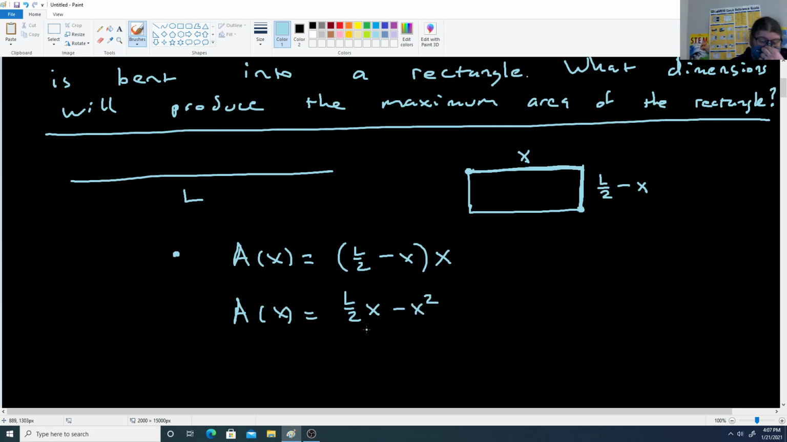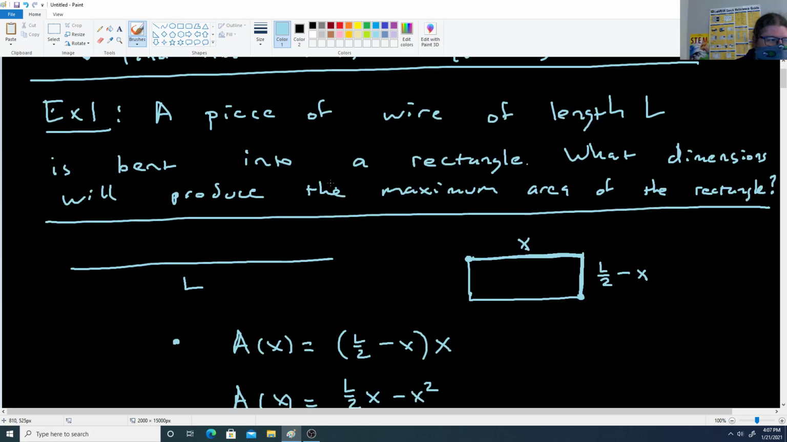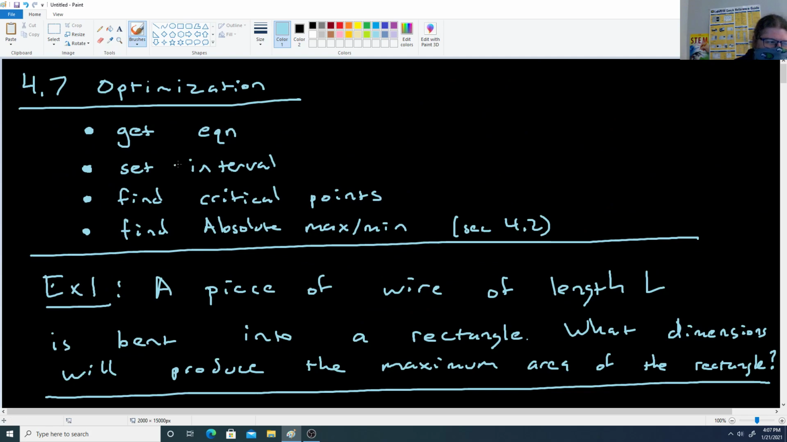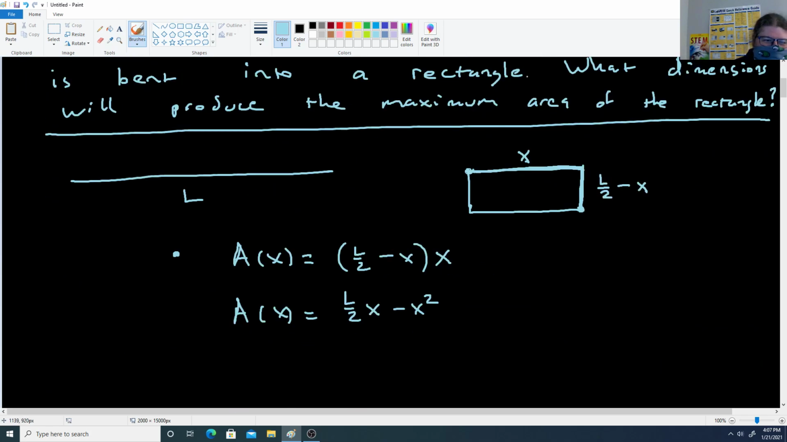So we've got our area function, our equation. So from our four steps, we got the equation. Next we need to think about what the interval is, how big could x be? The smallest x could be would be 0 units. And the biggest x could be, if x went all the way out and we used the entire half of the length, would be L over 2. So we have our interval on the x's. That's the second thing we had to do. We got the equation, got the interval.